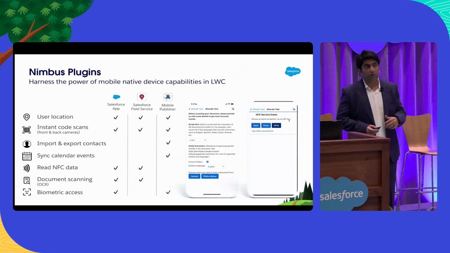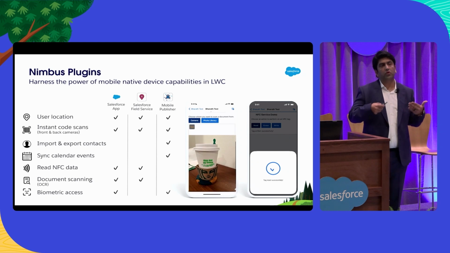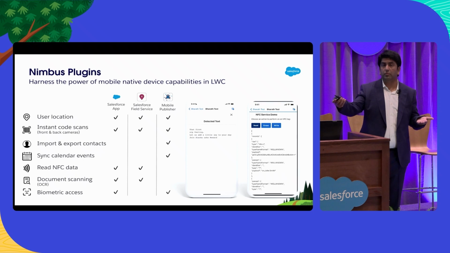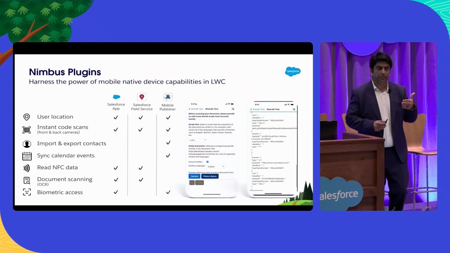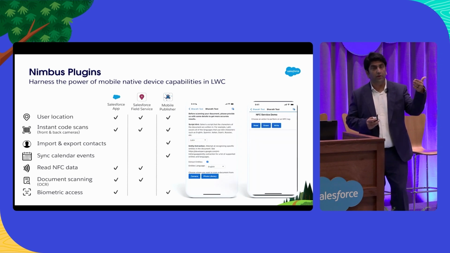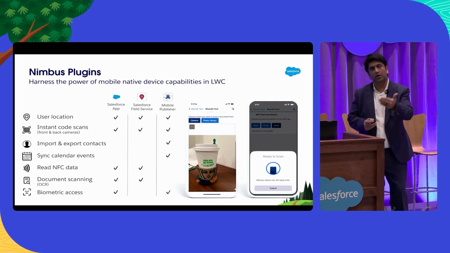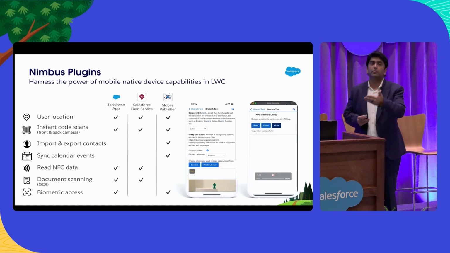So I'm going to start off with some of the features that are unique to mobile and the mobile platform, which I want you to think about, especially for those of you who raised your hands who do not have a mobile solution. Starting off with Nimbus plugins. Nimbus is our platform solution for you and your teams to have access to native device capabilities like camera, NFC, location, right through your LWCs.